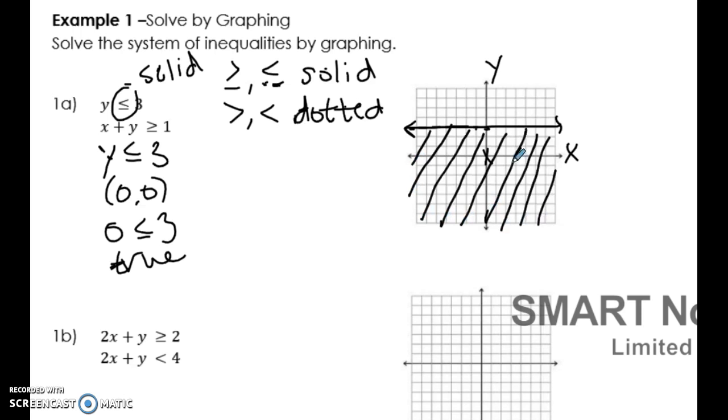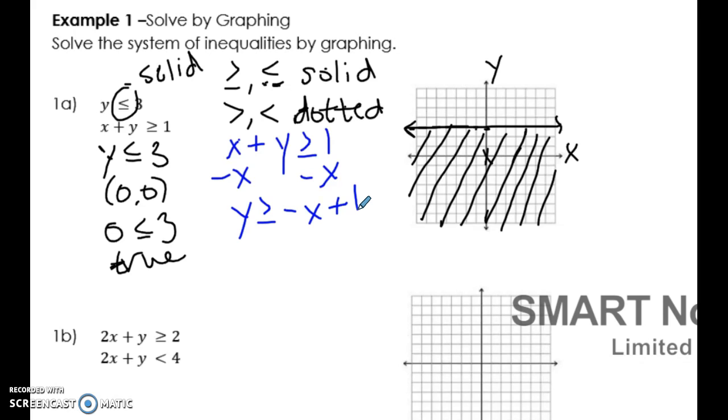All right, now I'm going to move ahead and graph the other line. I'm going to do this in blue so that we can tell the difference between the two. So I have x plus y is greater than or equal to 1. First, I've got to get this in slope-intercept form so I can graph it. So I'll subtract x from each side. Now I have y is greater than or equal to negative x plus 1. Now I can go ahead and graph this.